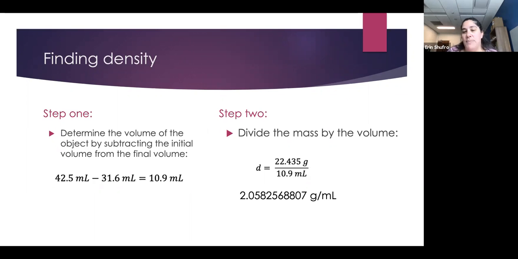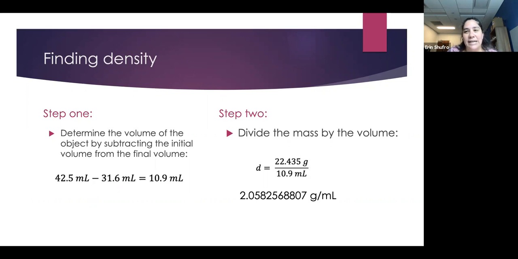If we're taking that mass that we were given from our instrument and that volume, where is the appropriate cutoff? Is it 2? Is it 2.1? Is it 2.06? Is it 2.058? Is it really 2.058256.8807? How do we know?